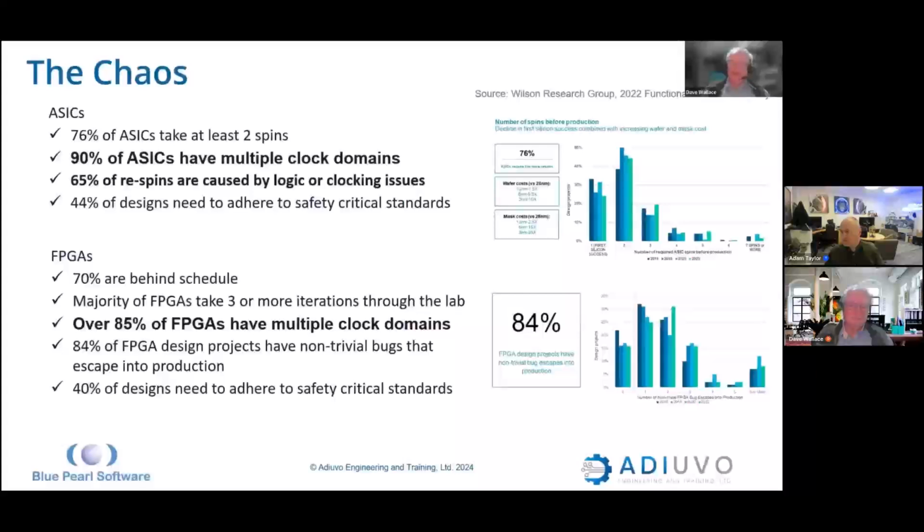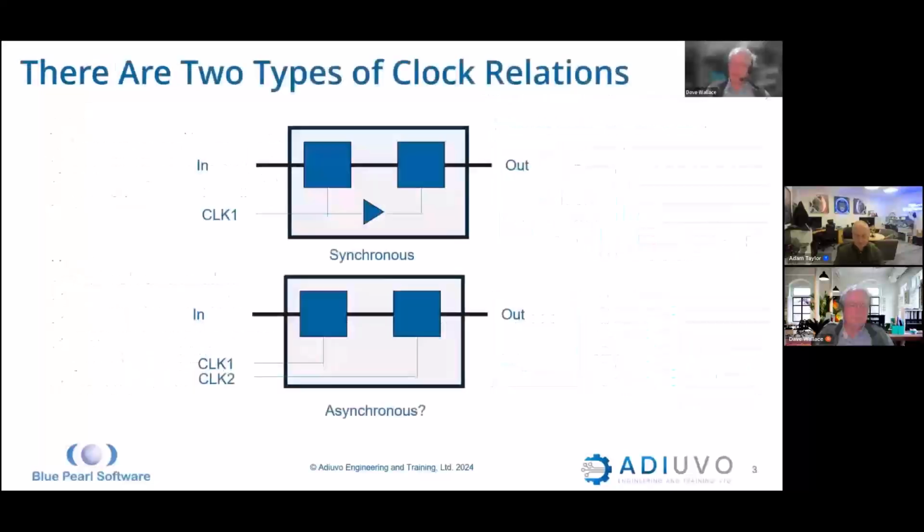So first, the chaos. Designs these days use more and more clocks. We see that for both ASICs and FPGAs. For ASICs, 90% have multiple clock domains. For FPGAs, it's over 85%. You have multiple clocks running around on the chip, and that means it becomes more and more important to deal with the interactions between these different clocks and the clock domains that they're part of. This can produce bugs that can escape into production, and often do if you don't check for them. So let's see what's going on.